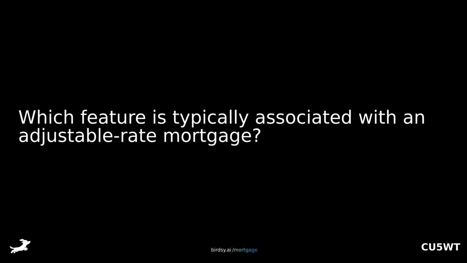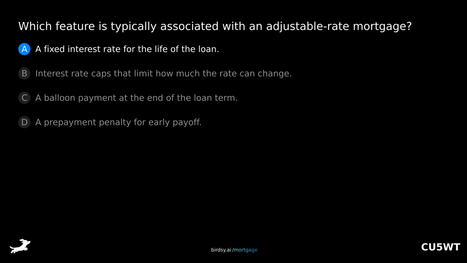Which feature is typically associated with an adjustable rate mortgage? Is it A, a fixed interest rate for the life of the loan, B, interest rate caps that limit how much the rate can change, C, a balloon payment at the end of the loan term, or D, a prepayment penalty for early payoff? The answer is B, interest rate caps that limit how much the rate can change.